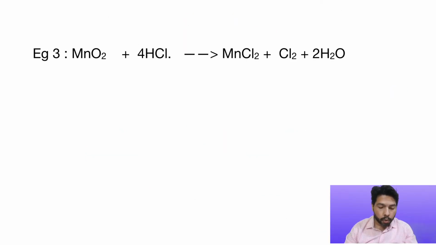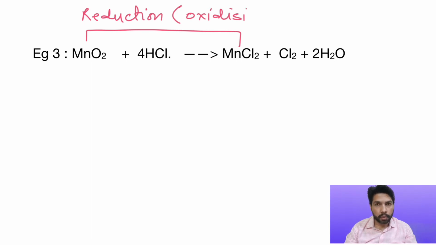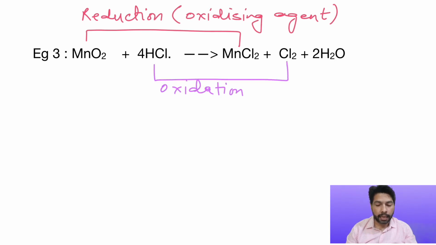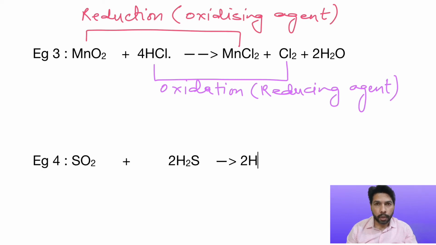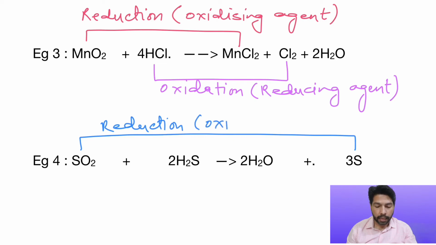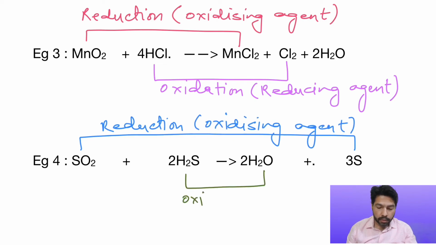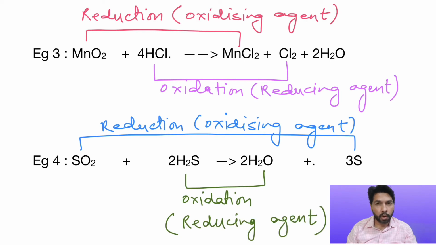Third example, MnO2 changes to MnCl2. Mn loses oxygen, that means it is undergoing reduction, hence it will act as an oxidizing agent, whereas HCl changes to Cl2 by losing hydrogen, thereby it is undergoing oxidation and hence will act as a reducing agent. Fourth example, SO2 changes to sulfur. So sulfur is losing oxygen, hence it is undergoing reduction, thereby it will be acting as an oxidizing agent, whereas H2S is gaining oxygen, therefore it is undergoing oxidation and will act as a reducing agent.